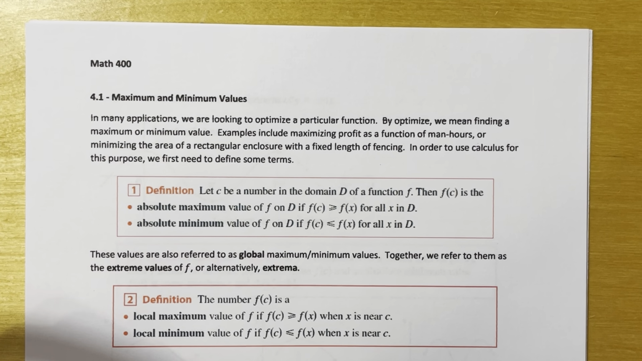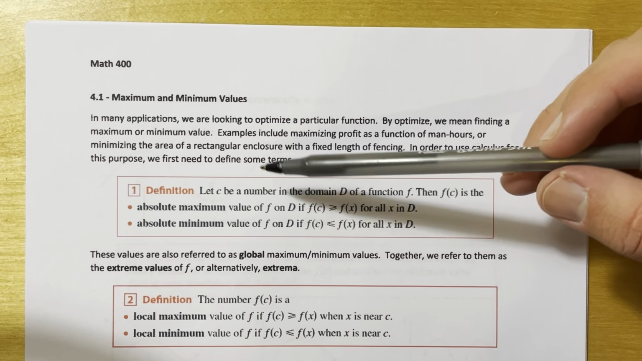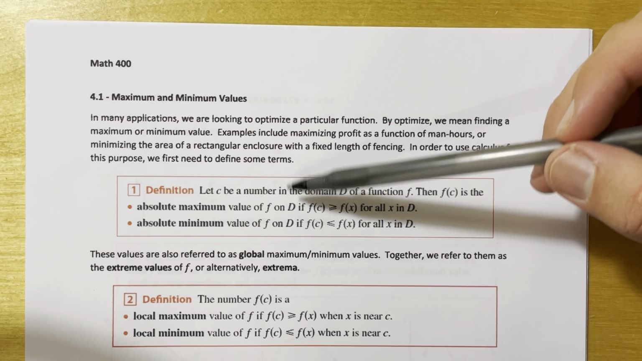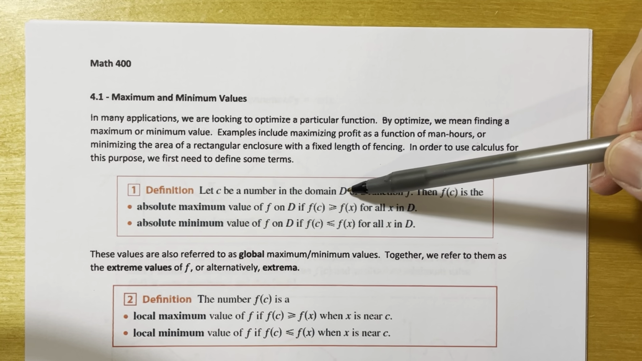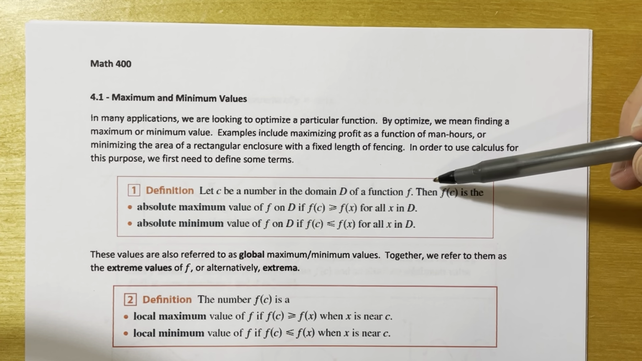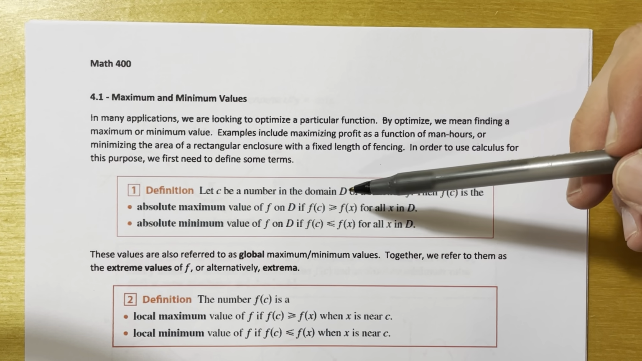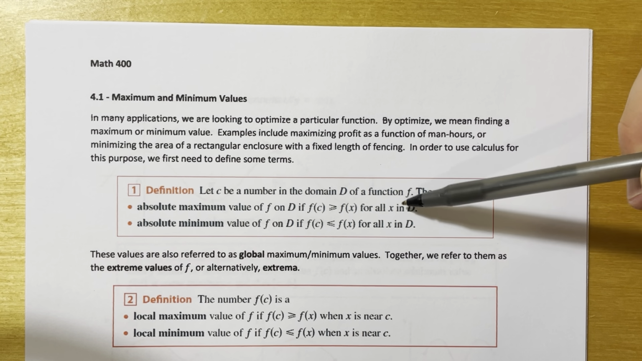In order to make much sense of this stuff, we need to come up with some definitions for the terms we're going to be using throughout chapter 4. The first definition we want to talk about is absolute maximum and absolute minimum. If c is some number in the domain of a function f, and we'll use capital D to denote the domain of that function, then f of c is called the absolute maximum value of f on the domain D if f of c is greater than or equal to f of x for all x in D.